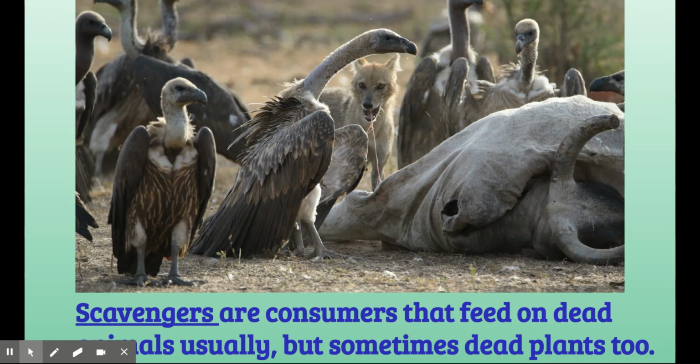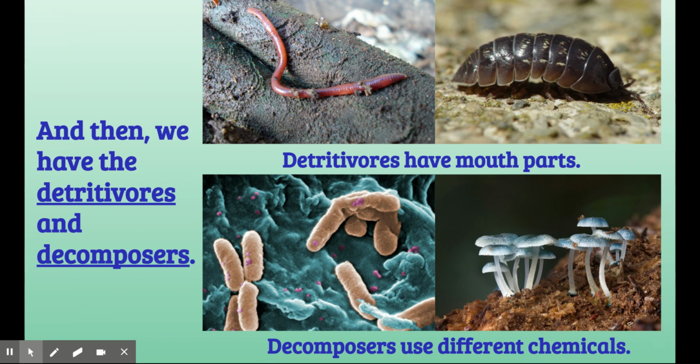Sometimes scavengers are like beetles. They can be small insects. They can be different kinds of birds. So there are a lot of different types of scavengers. And then finally, we have the detritivores and decomposers.